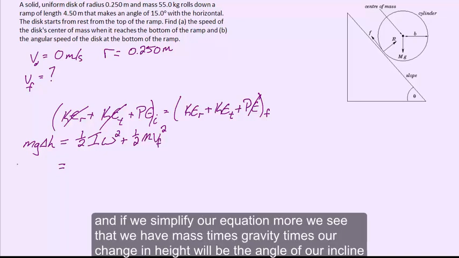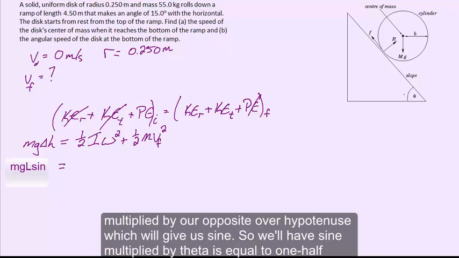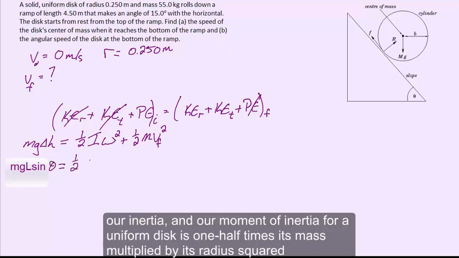And if we simplify our equation more, we see that we have mass times gravity times our change in height, which will be the length of our incline multiplied by our opposite over hypotenuse, which will give us sine. So we'll have sine of theta is equal to 1/2 our inertia.